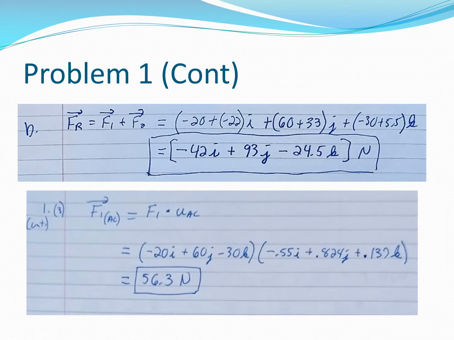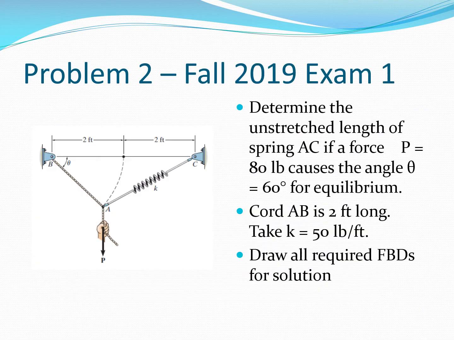So last slide, pretty simple for this problem. We combine those two forces together, and we get the resultant force. And then we wanted to find the projection along line AC for force 1. We found force 1 a couple slides back. We took the dot product of that with a unit vector that goes along AC, which you'll see on the last slide. You do the dot product and you get the final answer of 56.3 newtons. There's problem 1 from that former exam.